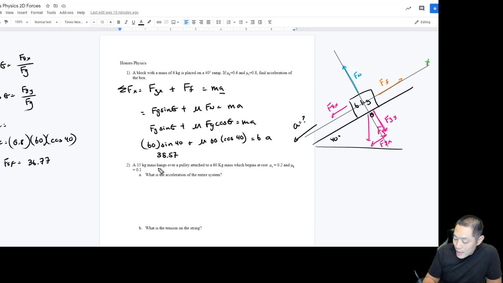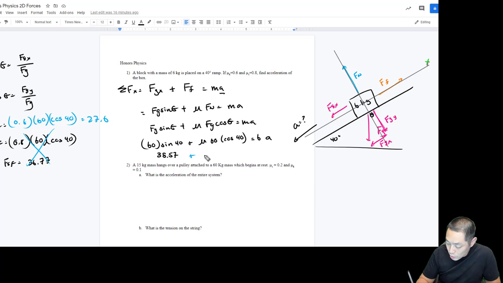All right, now this is my Fg sine theta x, so that's this. This is bigger than this one, so we know it's not this one, but it's kinetic. So I'm going to do the same thing, but kinetic: 0.6 times 60 cosine of 40, and that one is 27.6. So now I have plus 27.6 equals 6a.